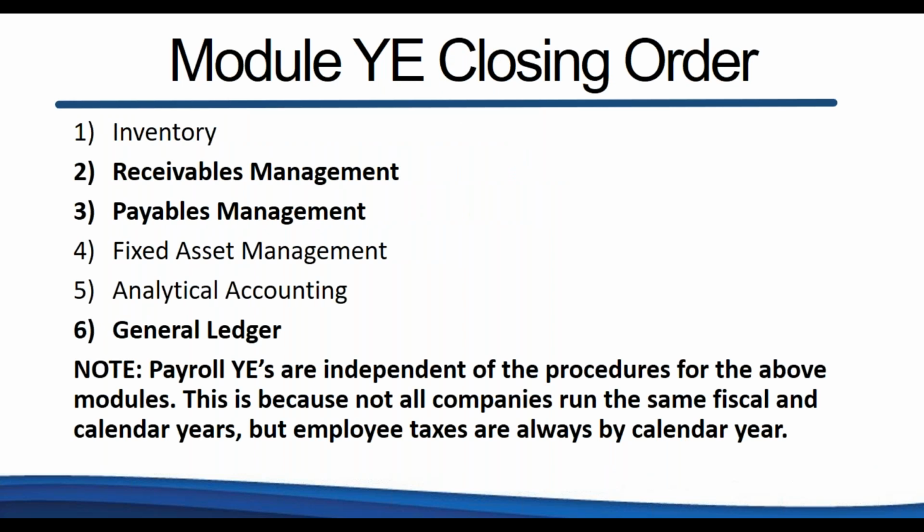All right, the suggested year-end closing order starts with inventory, which then goes to receivables, then payables, and finally fixed assets, analytical accounting, and the general ledger. A big question that some people have is, where is payroll listed in there? Payroll year-ends are completely independent of the procedures above. And again, this is because not all companies run the same fiscal and calendar years, but employee taxes are always done by calendar year, at least in the US.